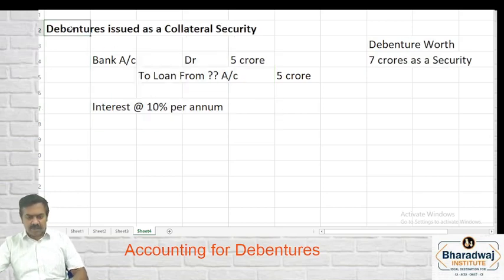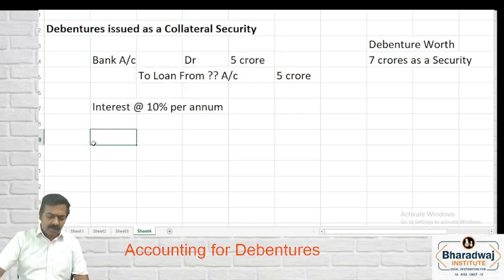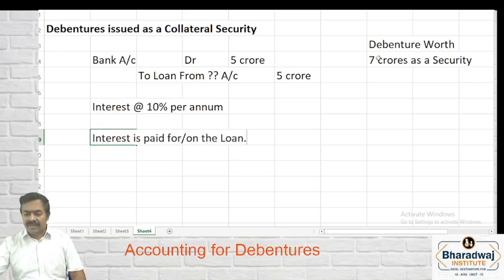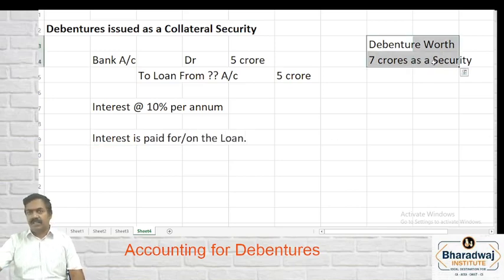When debentures are issued as a collateral security, please remember, interest is paid on which one? On the loan. This debenture will not get any interest. The debenture will not get any what? Interest. So what is the journal entry we will pass for this?